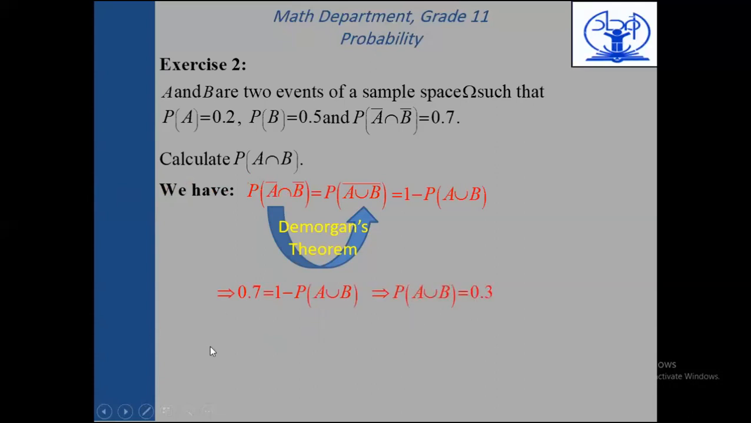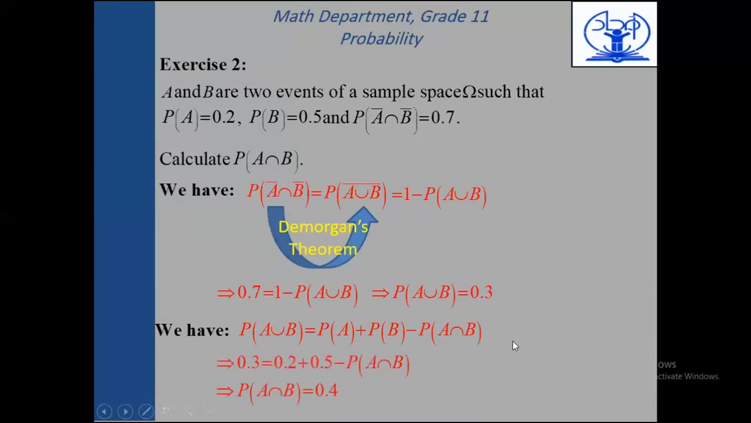Now shifting to the basic formula in this chapter, we have the probability of A union B is the probability of A plus the probability of B minus the probability of the intersection. Plugging in the values, you will get the probability of A intersection B is 0.4.